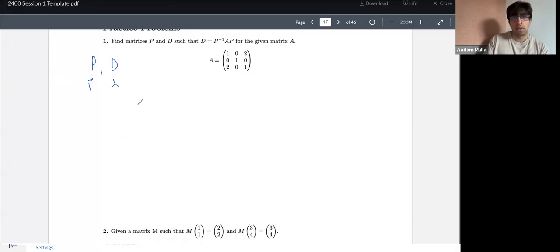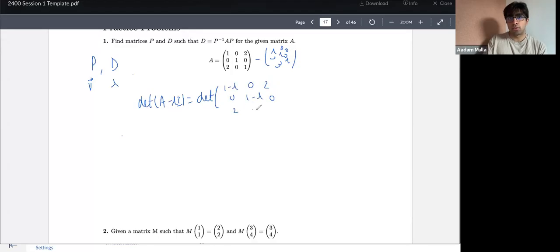So we first need to find the determinant of A minus lambda I. That is the determinant of the matrix with rows 1 minus lambda, 0, 2; 0, 1 minus lambda, 0; 2, 0, 1 minus lambda. Let's expand along the middle row, because it has two zeros in it. Let's be a little bit smart. Remember the signs for determinants go plus, minus, plus, minus, plus, minus, plus, minus, plus.